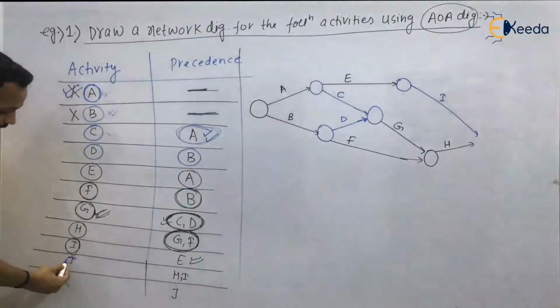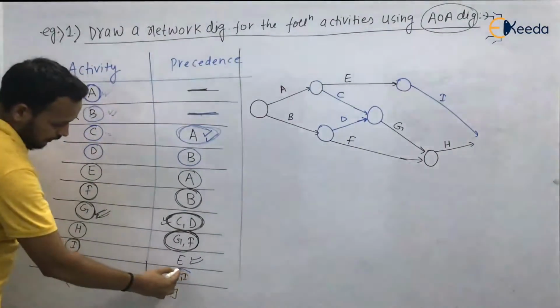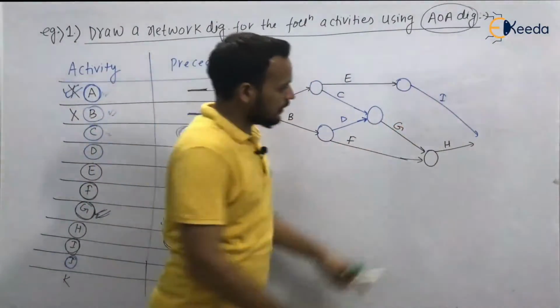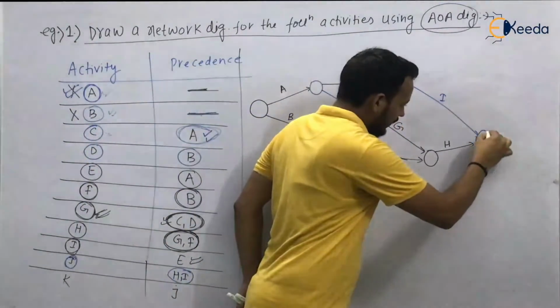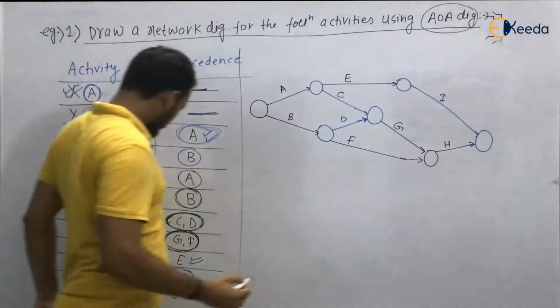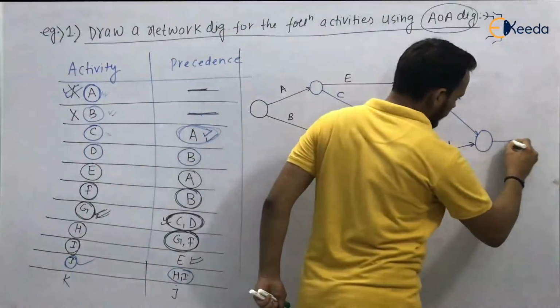And now activity J. Activity J, precedence is H and I. So H and I have to terminate at the same point. So terminate them at the same point, H and I, and start activity J.